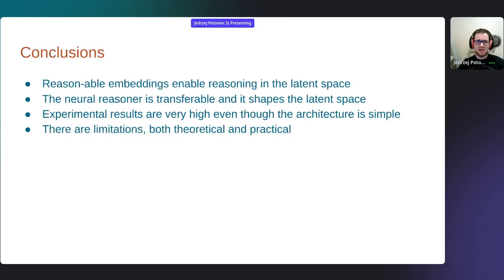So to conclude, the reasonable embeddings enable reasoning in the latent space, and the neural reasoner is transferable between multiple knowledge bases, and it shapes the latent space. Since the frozen reasoner didn't work at all, the experimental results are very high, even though the architecture is relatively simple and the embeddings are relatively small. But of course, there are limitations, both theoretical and practical.